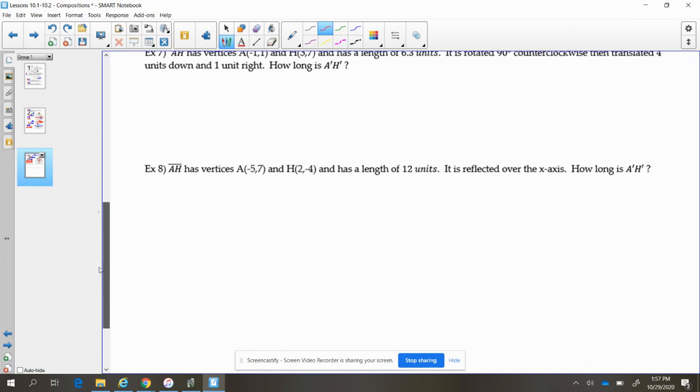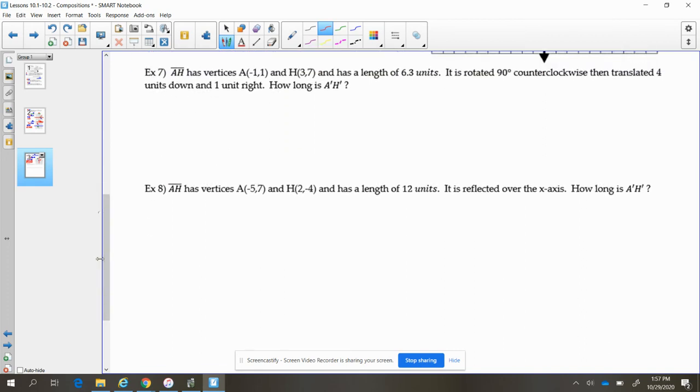Last but not least, we are looking here at this segment AH, and it has a length of 6.3 units. So there's the coordinates, that's the length. It's rotated and then it's translated. How long is A prime, H prime? Well, reminder, these are both rigid transformations. So what we're actually going to find out is that this is still going to be 6.3 units.